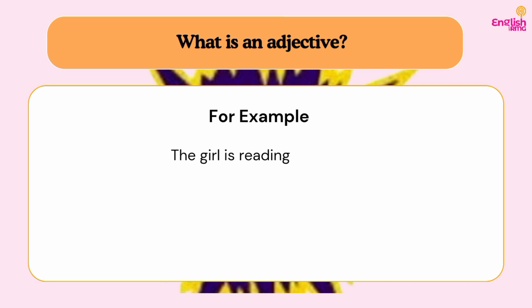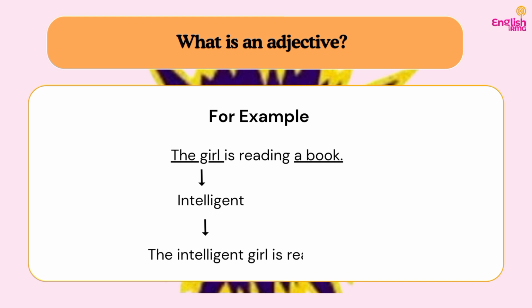Let's consider this simple sentence for example. We have the girl is reading a book. This is a simple declarative sentence. The nouns we have here are the girl and a book. However, if you add an adjective to this sentence, what are we going to have? So let's add intelligent. Intelligent is an adjective. So when we add intelligent, we are going to have the intelligent girl is reading a book.